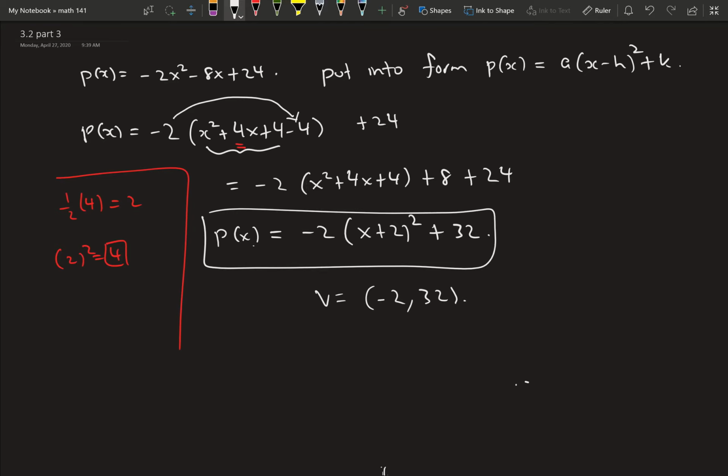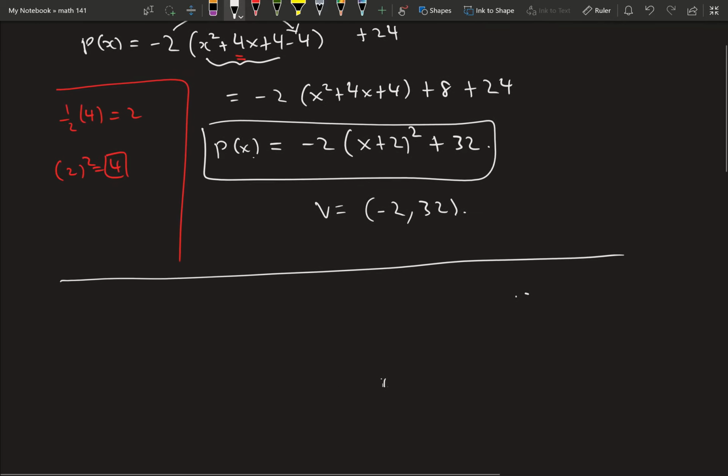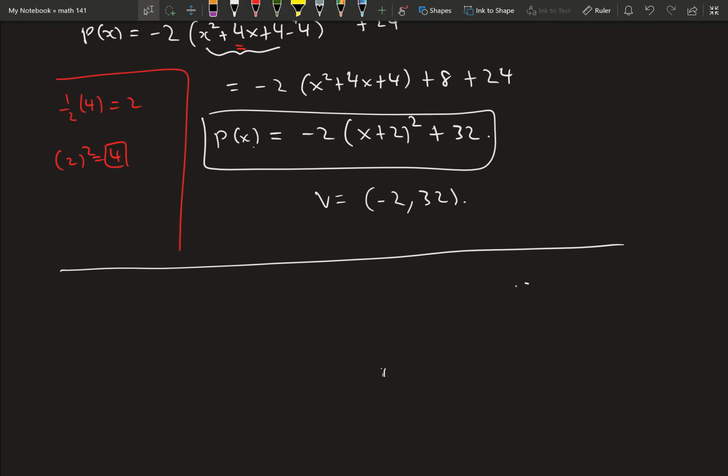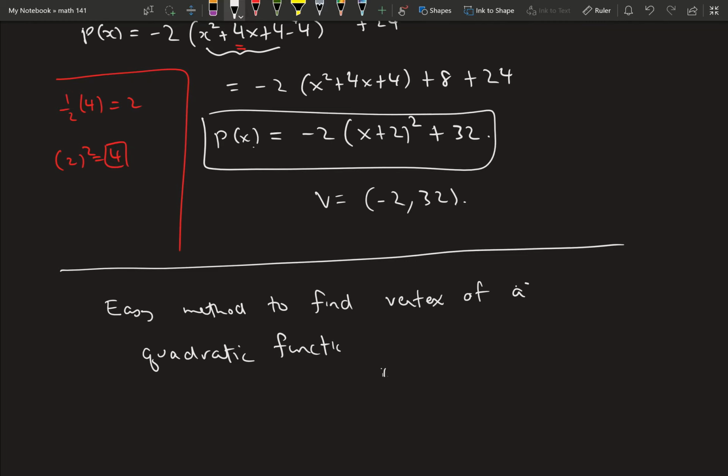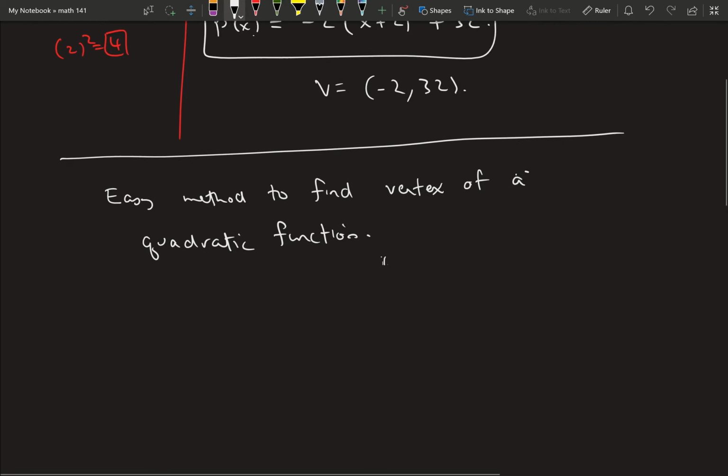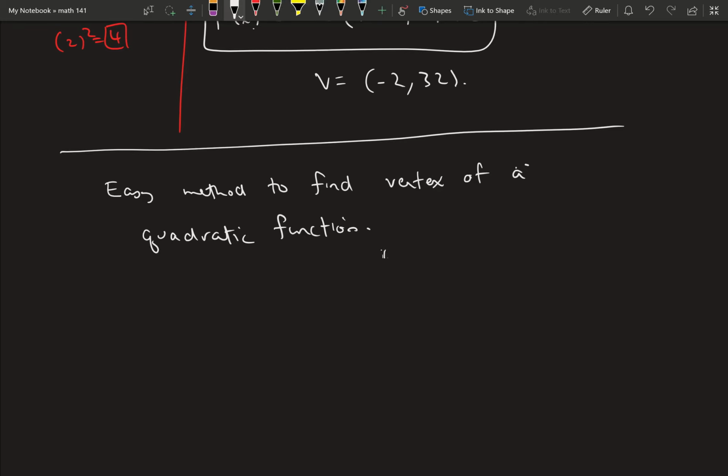Now what I want to conclude with here is an easy method to find the vertex of a quadratic function, especially if it's not already in vertex form. So let's call it a little lemma.